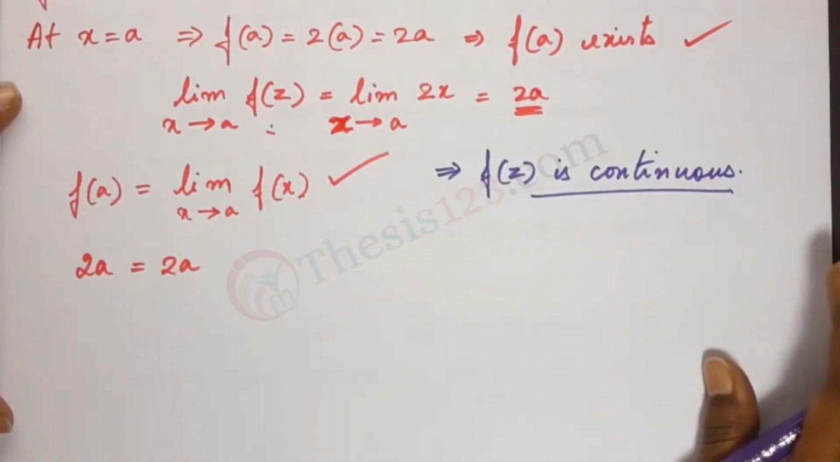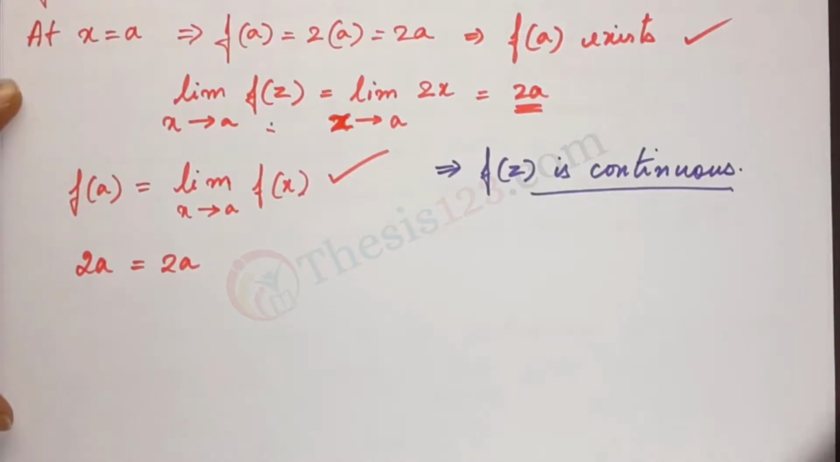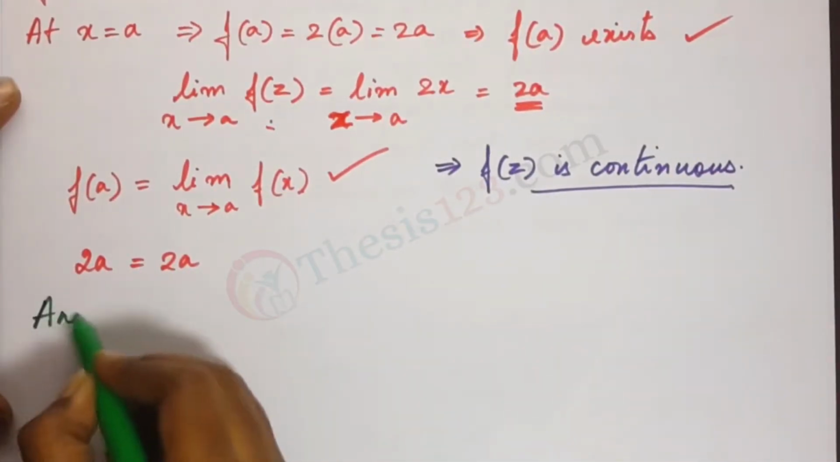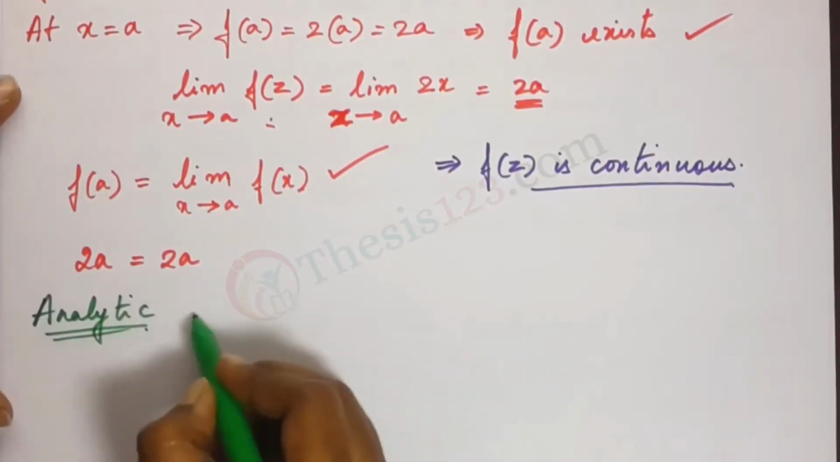Now we have to see if the given function is analytic. So that's our next part. Now in order to see if a function is analytic, we have to use Cauchy-Riemann's equation.